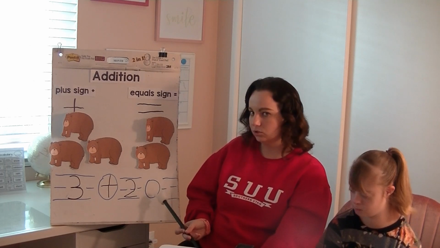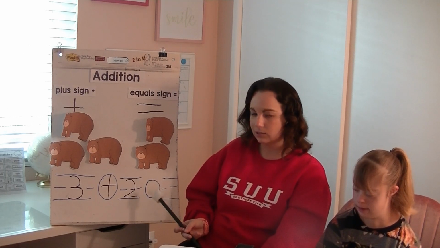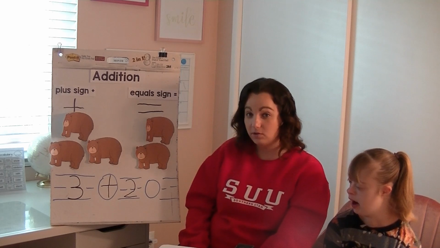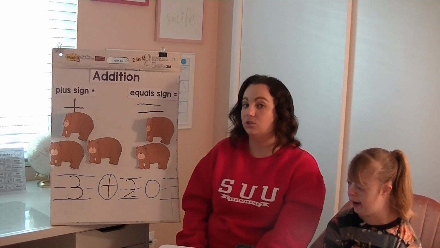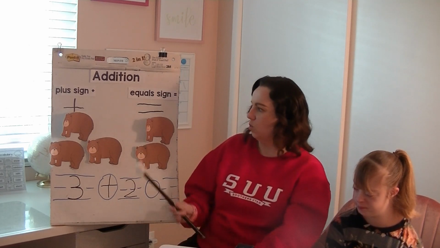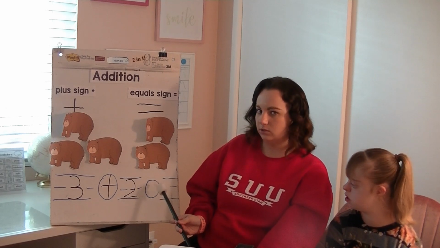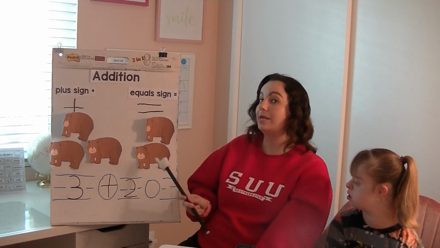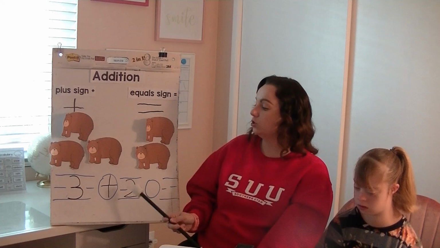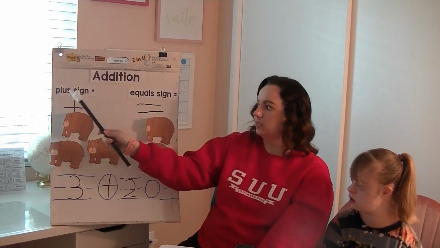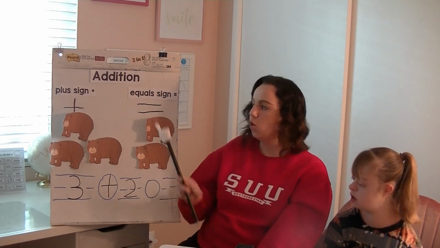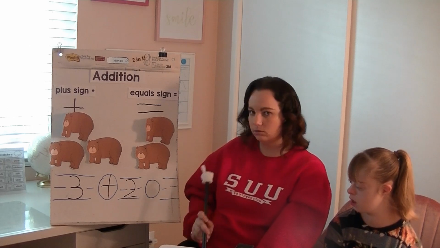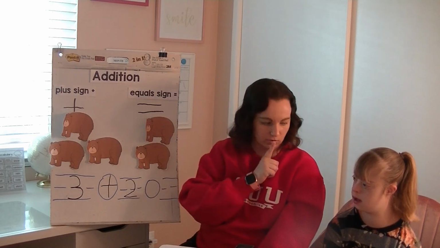Now I see the circle. A sign needs to go here. If you're able to follow along right now and answer, I want you to be thinking, what sign goes here to show 3 plus 2 makes? Is it the plus sign again, or the equal sign that goes here? Give us some think time.